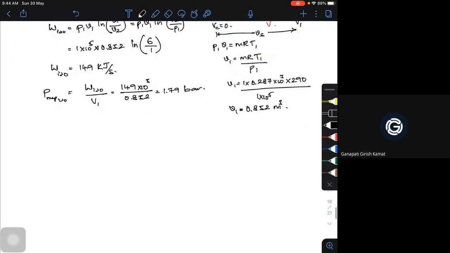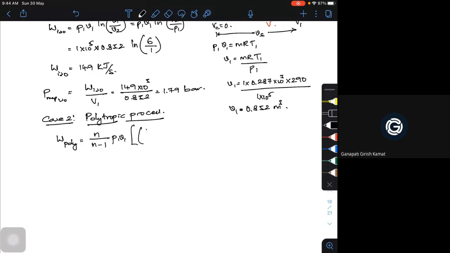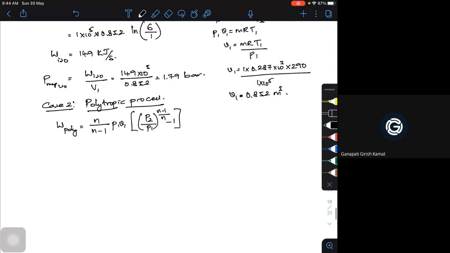Now for the case 2, which is the polytropic process. So for the polytropic process, the work done is given by, already we have derived it, n by n minus 1 into P1 V1 into P2 by P1 whole to the power of n minus 1 by n, minus 1. Now let's substitute all the values.